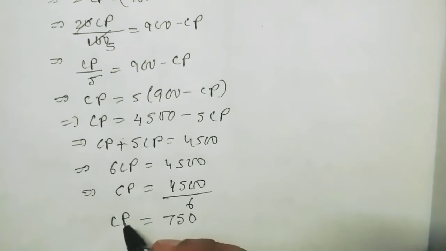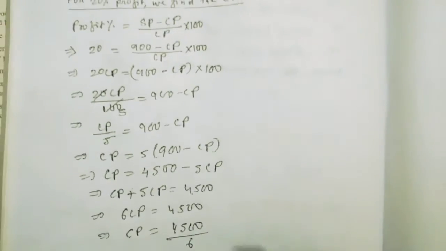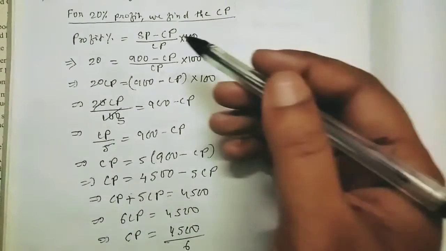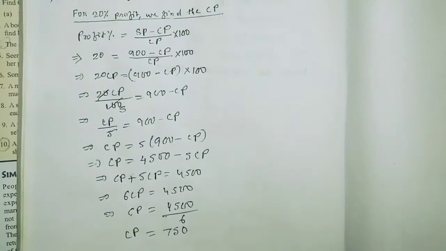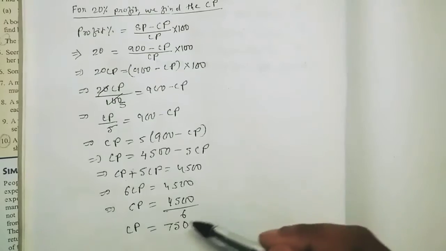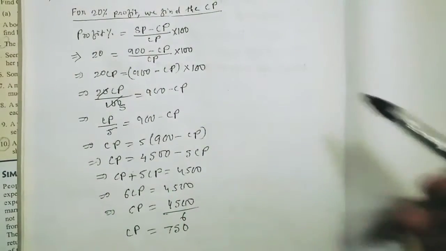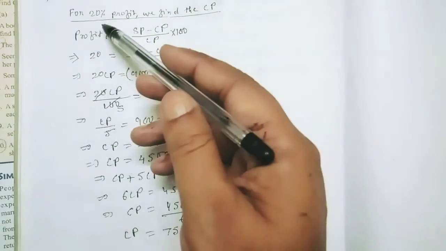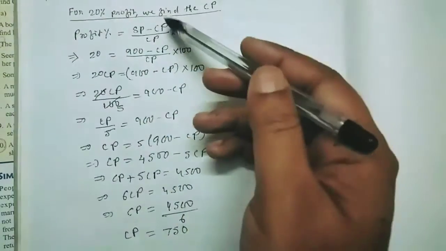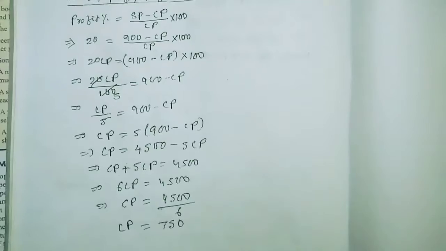So we got the first CP, that means the CP when 20% profit is happening. Understanding? So this is the cost price for the 20% profit. Now in the next section, we'll find the CP for the 20% loss.